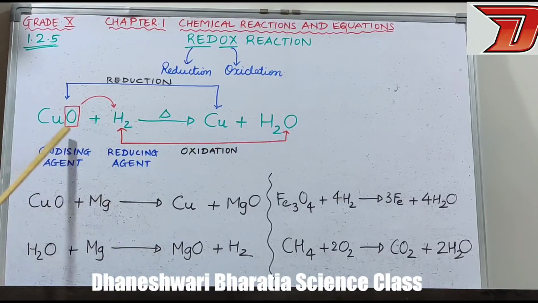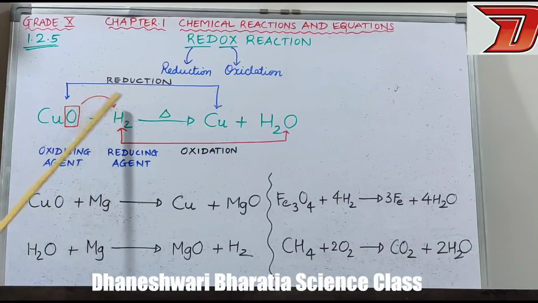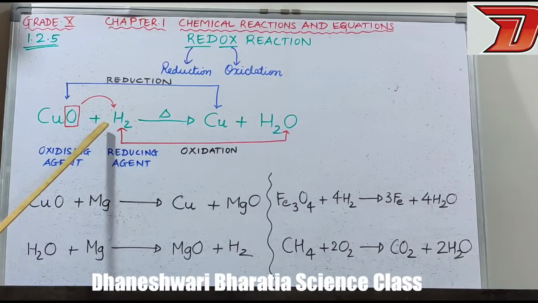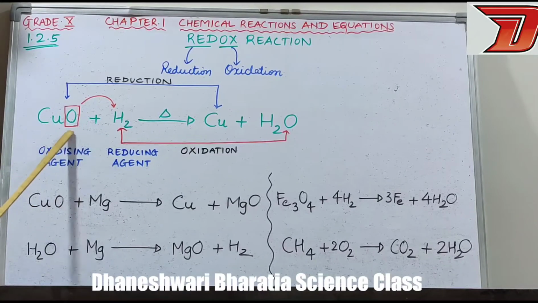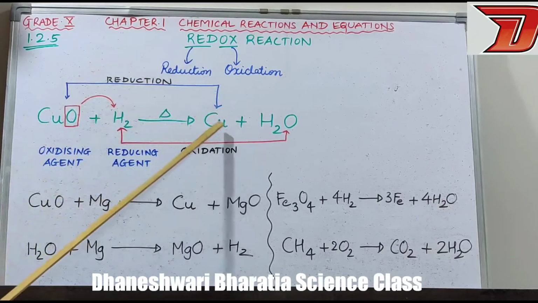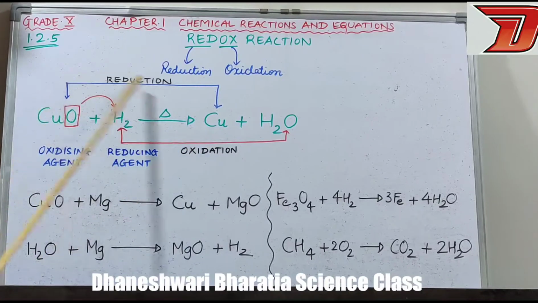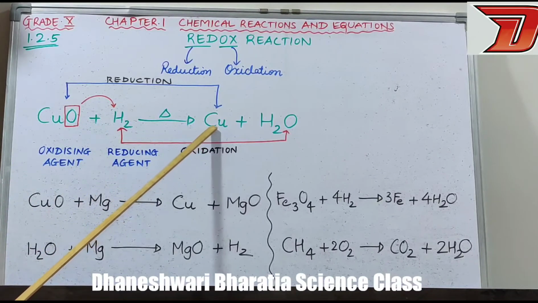So here from copper oxide, what is removed? Oxygen is removed and given to hydrogen. Now what is removal of oxygen? It is reduction, right? You can see from copper oxide, oxygen is removed. So this reaction is known as reduction.